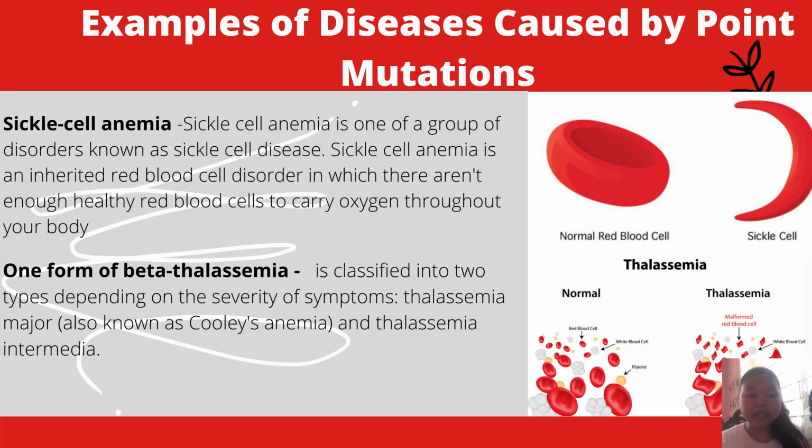Second is one form of beta thalassemia, which is classified into two types depending on the severity of symptoms: thalassemia major, also known as Cooley's anemia, and thalassemia intermedia. The type of mutation is insertion, which is when one or more extra nucleotides are inserted into replicating DNA, often resulting in a frame shift.